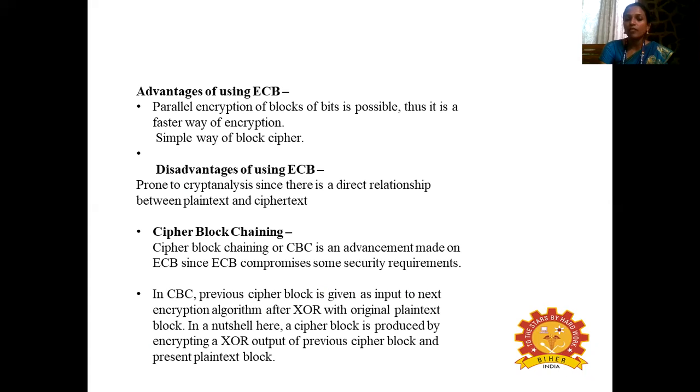Okay, so for overcoming this, we have to go for the next mode, cipher block chaining.